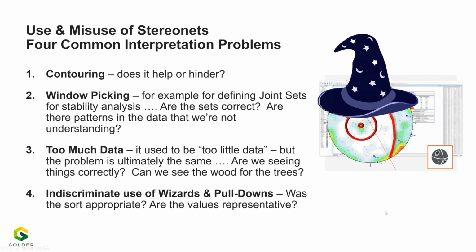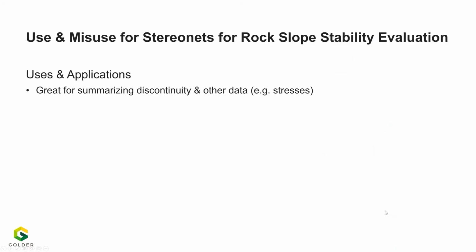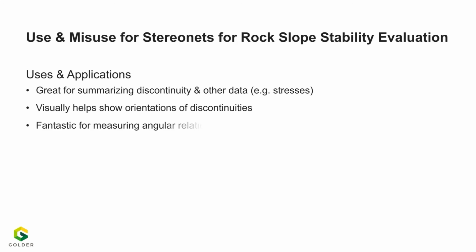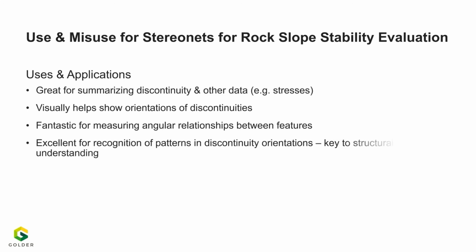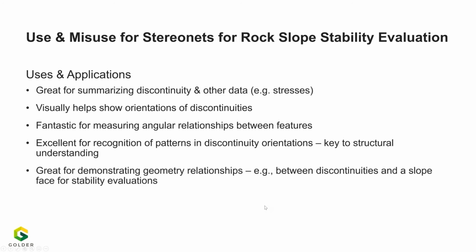So first, let's look at some problems of stereonets and the good things that they can do. Summarizing information is superb. Angles are great, and we can get orientations. We can see the relationship between all sorts of the different discontinuities. We can see the patterns in the discontinuities, and we can demonstrate relationships between those and slopes.